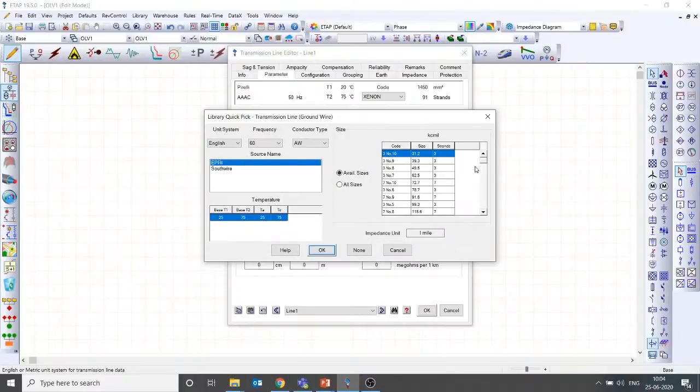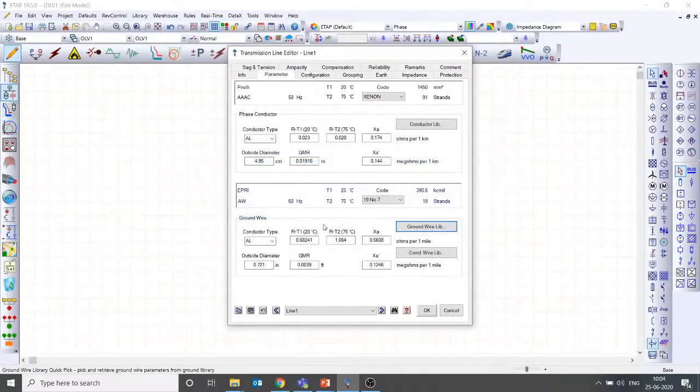So here I am choosing some ground wire with, again, 37 strands of about 1200, or even if it is less, probably I can choose 19 strands. Don't ask me why I am selecting 60 Hz. It means the software doesn't have any standard library at 50 Hz. If you have, you can develop. You can very well create it and you can use it.